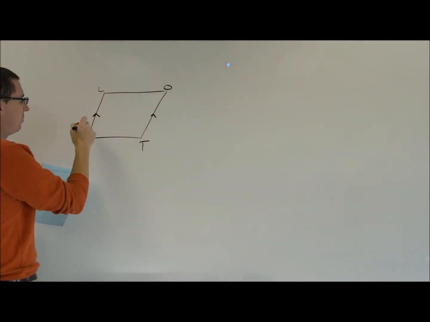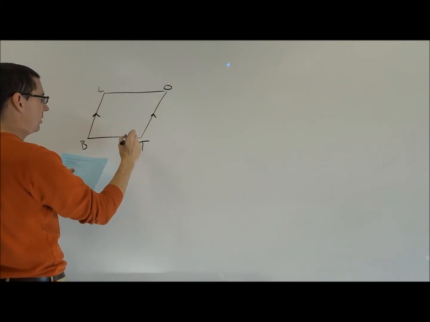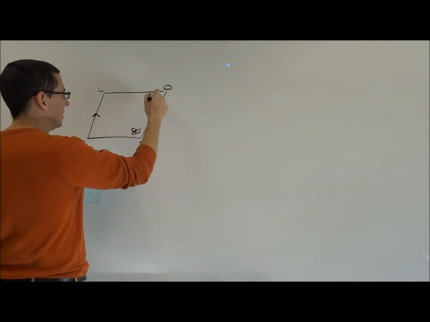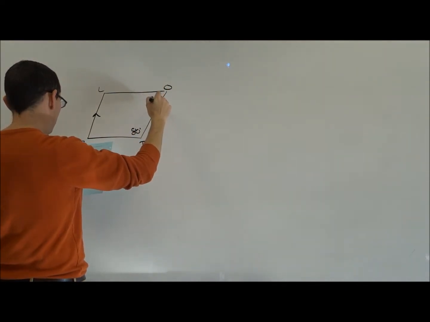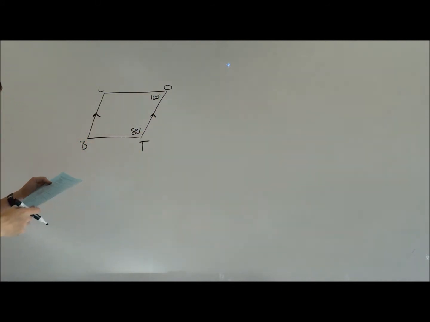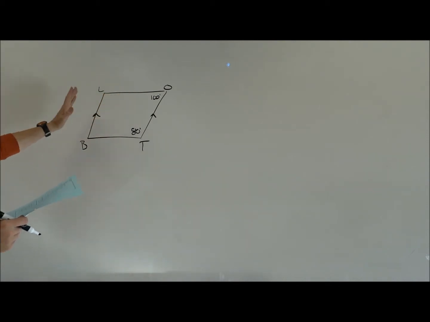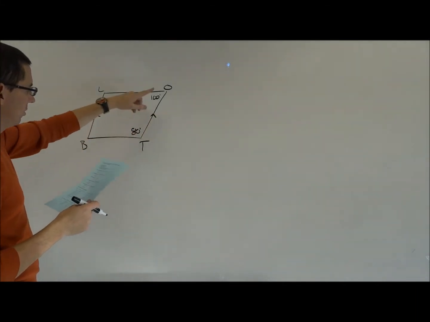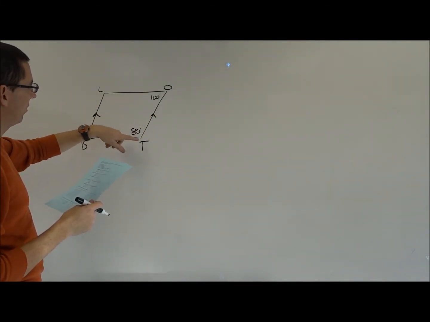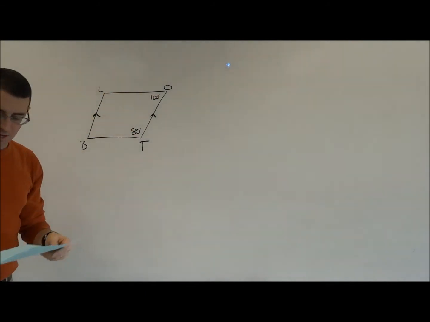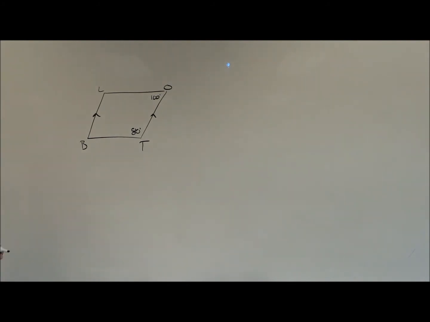Angle BTO is this angle right here, and it is 80 degrees. Angle LOT is this angle right here, and it is 100 degrees. Let me make sure I got this right. BLOT, BL parallel to TO, BTO is 80, sorry, LOT is 100. So that's set up right. So now I would ask, is this a parallelogram?